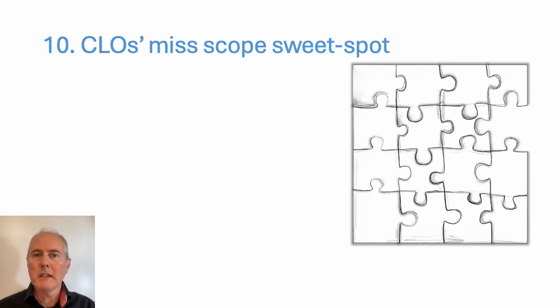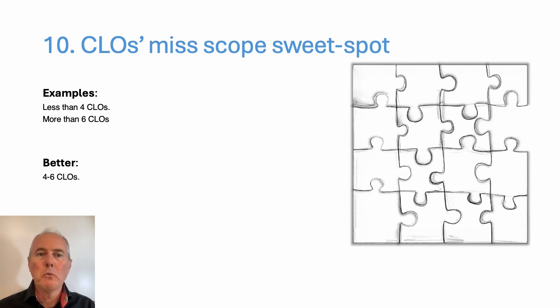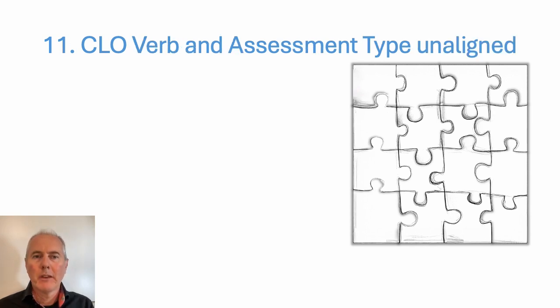Number 10, the CLOs miss the scope sweet spot. When the CLOs are outside the recommended 4 to 6, then there's potentially too much or too little learning scope or assessment for a 12 credit point course. It can be justified, but you have to work much harder. The suggestion is to restructure the CLOs, shift the emphasis to process rather than artifact.